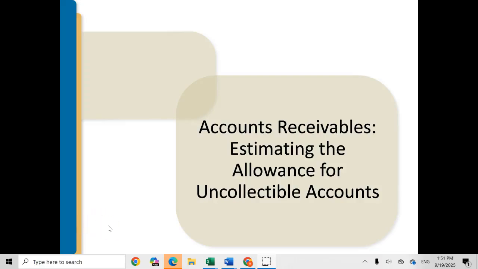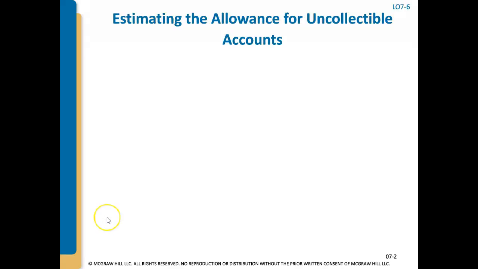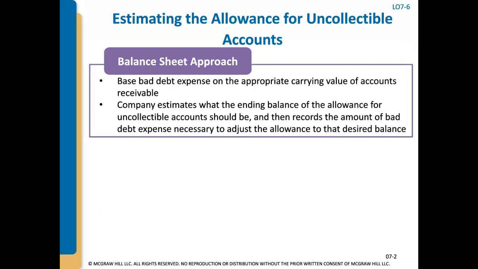Hello. In this video, we're going to be talking about accounts receivable, specifically how we estimate for the allowance of uncollectible accounts. As I've said in a previous video, one of the approaches to estimating the allowance for doubtful accounts is the balance sheet approach, which means that we look at our accounts receivable and then our allowance for doubtful accounts, or allowance for uncollectible accounts, it's the same thing, and determine what is the appropriate amount they should be and book those to be the appropriate amount via the bad debt expense.